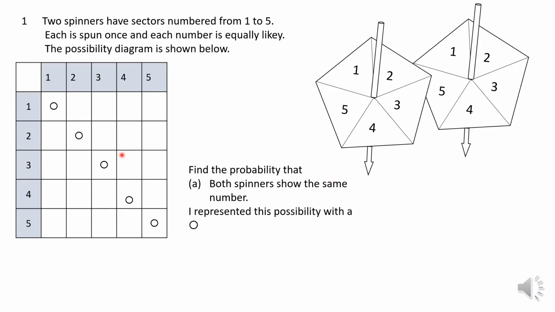And for us to find that, of course, it means that if you spin, you get a 1 and another 1, a 2 and a 2, a 3 and a 3, a 4 and a 4, a 5 and a 5. So these are the outcomes, these are the possibilities. And this little grid here is a 5 by 5 grid. So the total number of possible outcomes is out of 25. So it should be 5 out of 25, which then simplifies to 1 over 5.